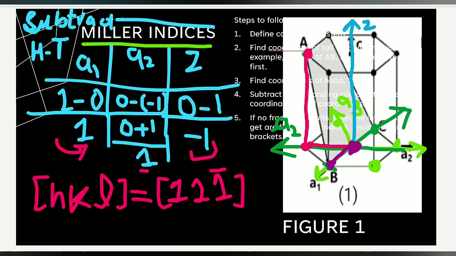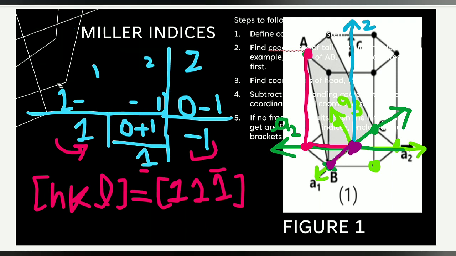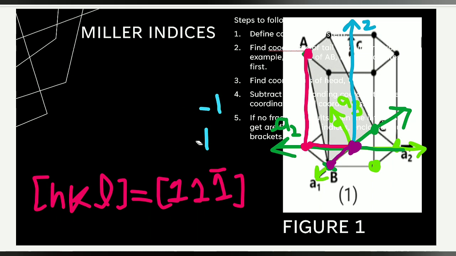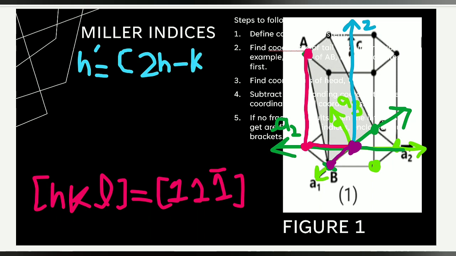Now let's find out Miller-Bravais indices for AB direction. There are some transformation equations, or simply I would say some equations that you have to put values in and you will get the Miller-Bravais indices. Now let's write those formulas. You will get H prime equals, in brackets, 2. If we are finding H prime, then we'll have 2H, H is the Miller index, minus K, this whole thing divided by 3.